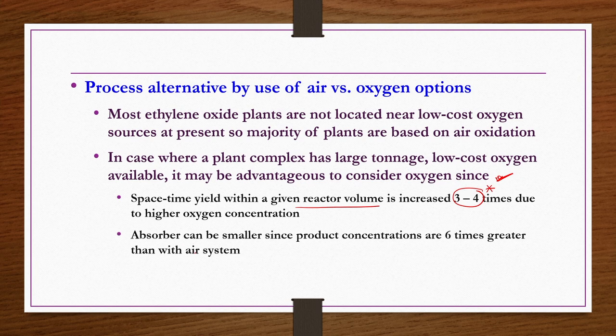In addition, the absorber can be smaller since product concentration is 6 times greater. The concentration of product is higher, so you do not need to do much absorption, and the absorption equipment can be smaller.